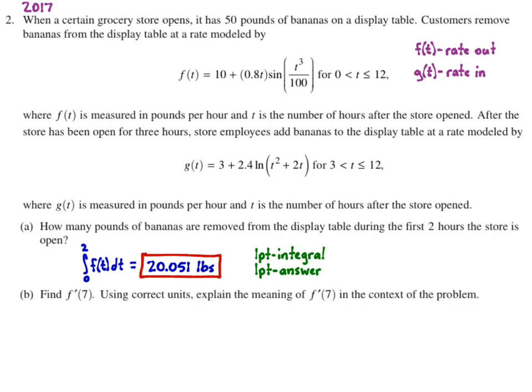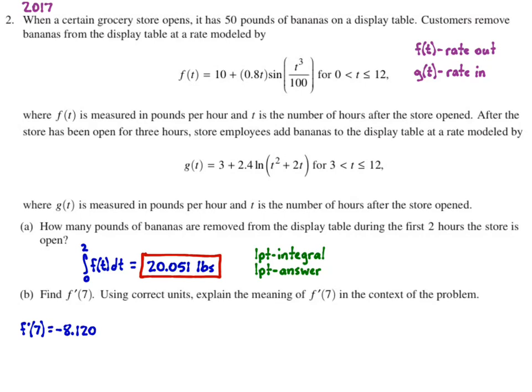For part B, it says find f prime of 7. Well, let's go ahead and do that first. F prime of 7, we're just going to plug 7 into this. And hopefully you saved this as y1 and this is y2. So we can just type that into our calculator instead of trying to do it analytically. But when I plug in 7 to f prime, so taking the derivative of f at t equals 7, you end up with negative 8.120.